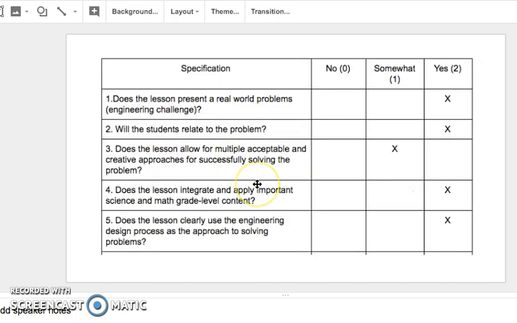Then I went through and evaluated my lesson, and I just wanted to point out two specific areas because I evaluated yes for the rest of them. I said, does this lesson allow for multiple acceptable and creative approaches for successfully solving the problem? And I said somewhat because, of course, there's a proper working circuit that you have to create, and some ways that students do it, they might not work. But I said somewhat because there are going to be obviously different designs that students make where their circuit and their light bulb just turn on.